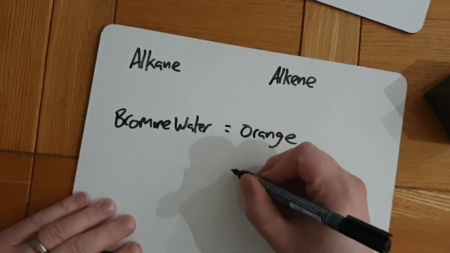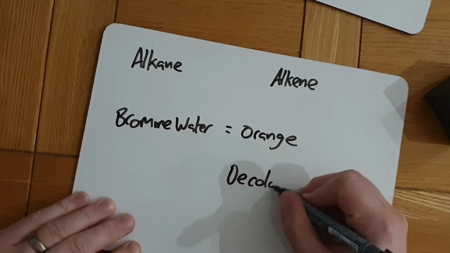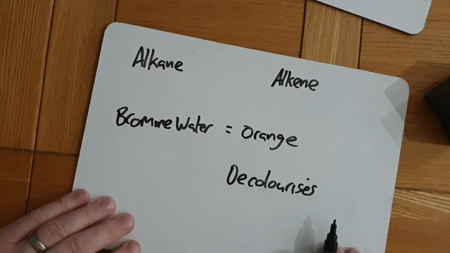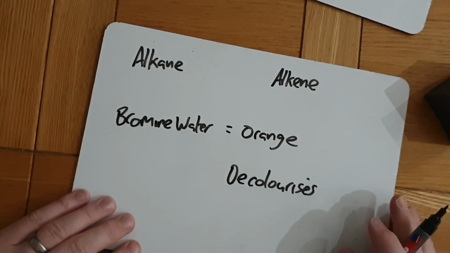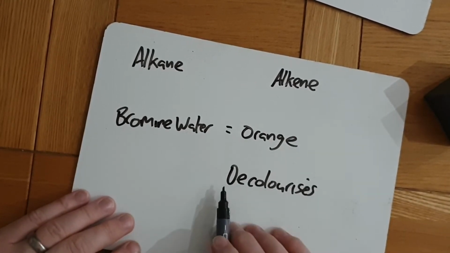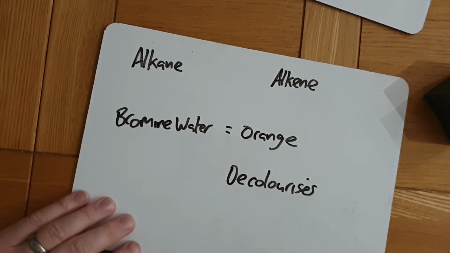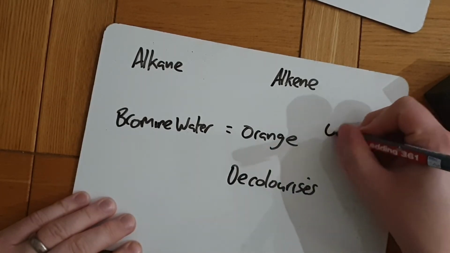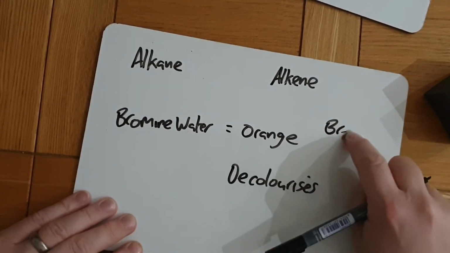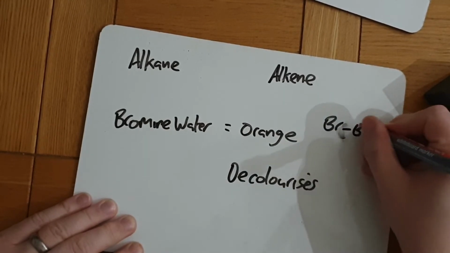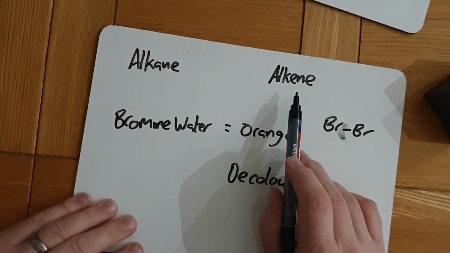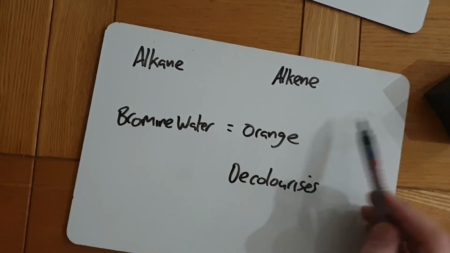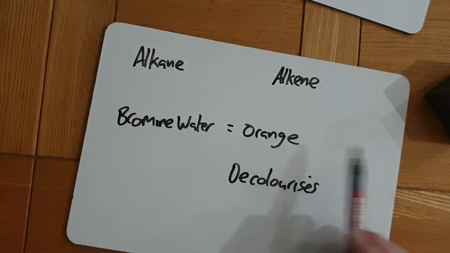Now this is a word you need to remember. Decolorizes. You could say it goes colourless. You cannot say it goes clear or anything like that. They won't accept that. The word to use is either decolorizes or it becomes colourless, because you don't have bromine anymore. We had our bromine, Br2, but when it reacts with the alkene, the double bond of the alkene breaks, the bromine joins onto it, so there's no bromine left on its own, so it can't be orange anymore.